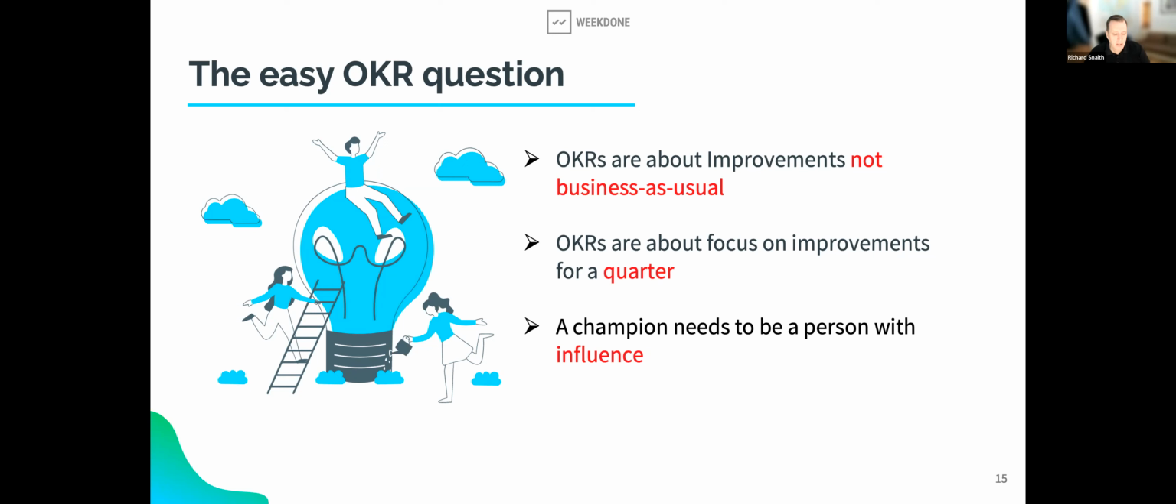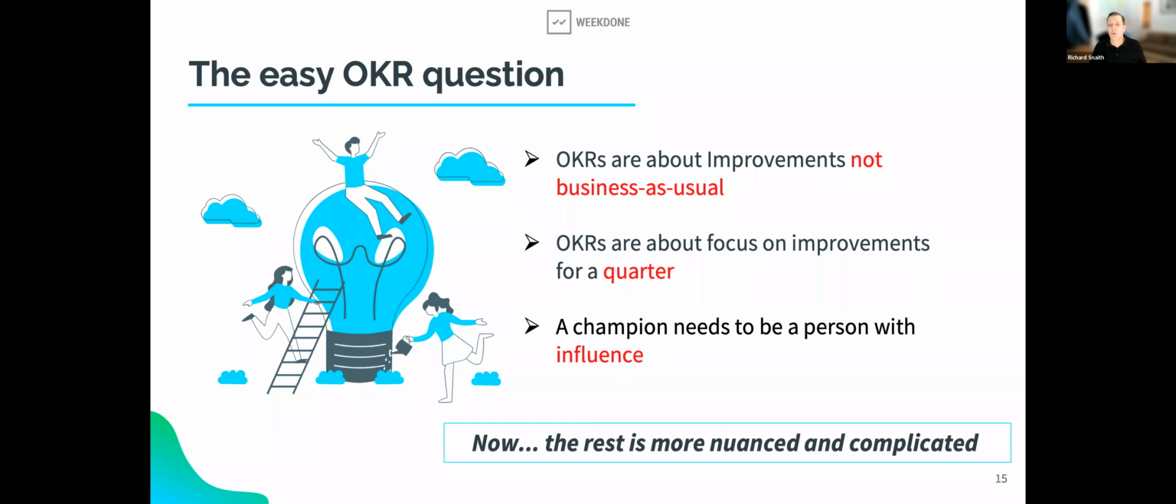for OKRs. The OKR process is likely going to take you 12 months to implement. It needs to be somebody that has the respect, influence, and power to drive through the changes needed. Some relatively simple questions there. The problem is there's a lot of other questions, and a lot of them are much more nuanced and complicated in how do we start.